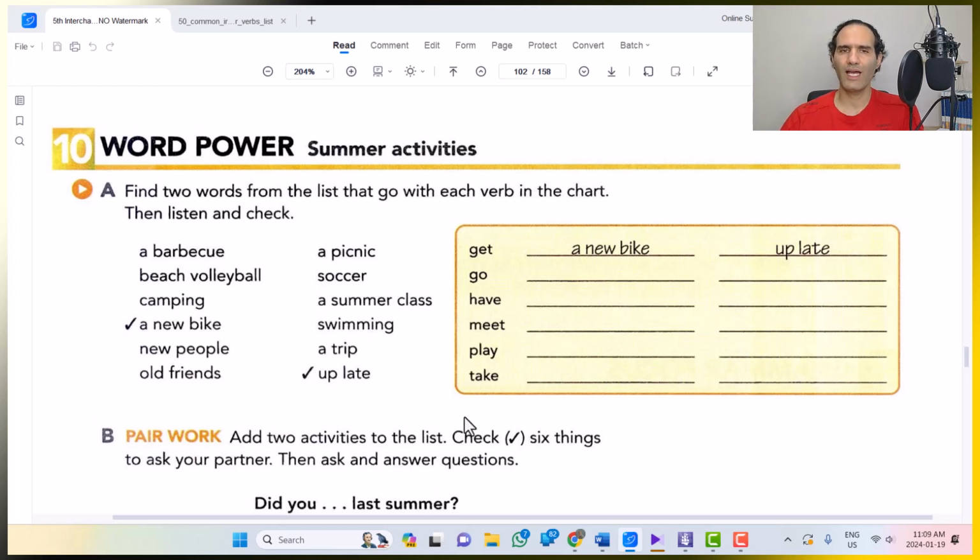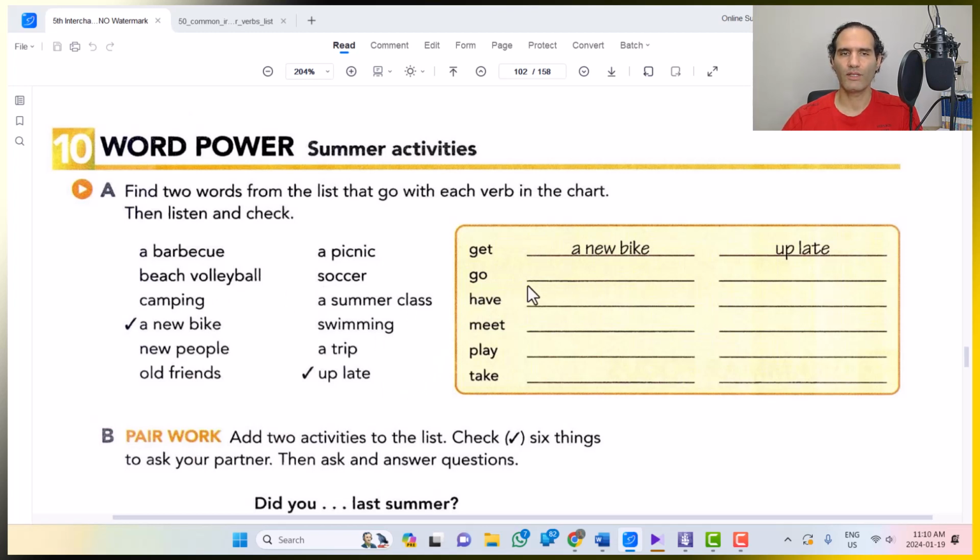And also you have some other collocations with these verbs. For example, take the bus, take the subway, you remember that. Take photos, take a trip, all of these. Take a vacation. Play with all the sports: play soccer, basketball, volleyball, play cards, play chess. Meet my friends, my parents, old people, old friends, new people. Have a party, have a barbecue, have a picnic, and all of these things.